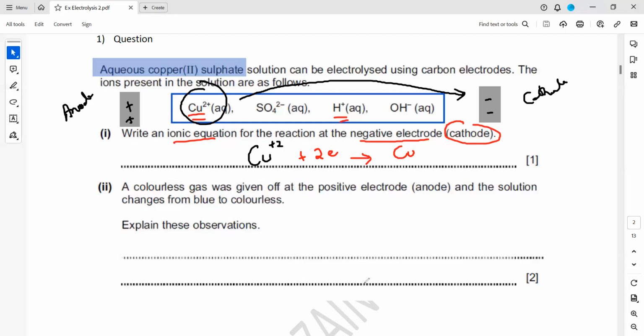Is it clear, this part, the first part? Anyone having a doubt or a question in this? Okay.